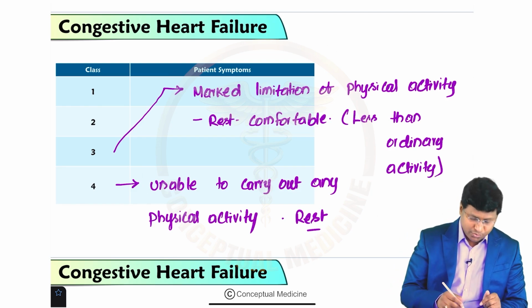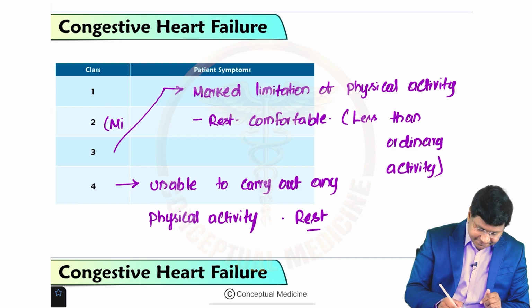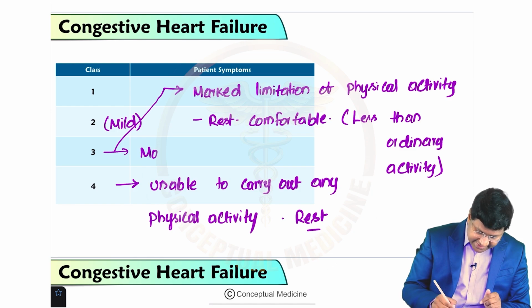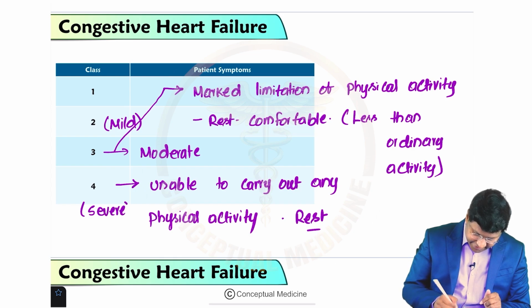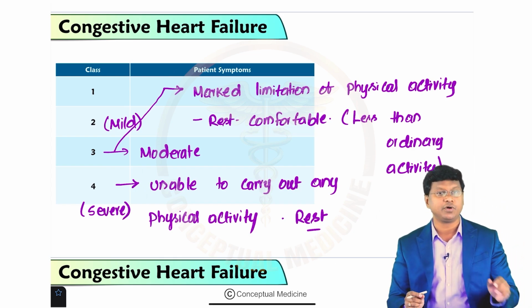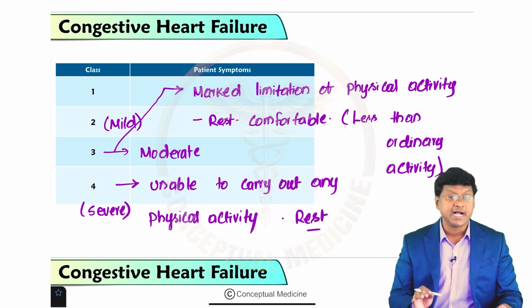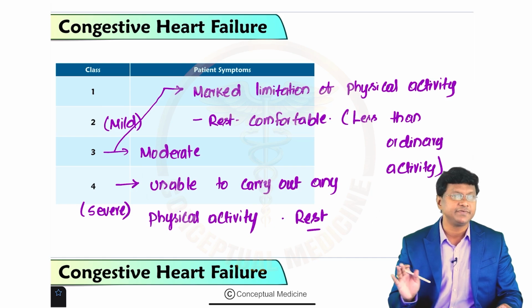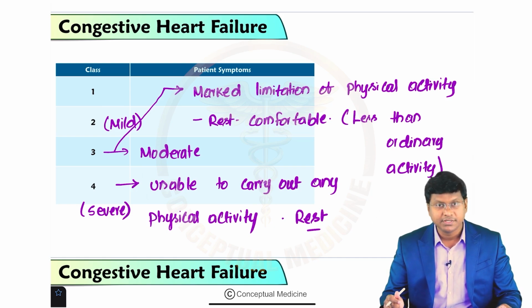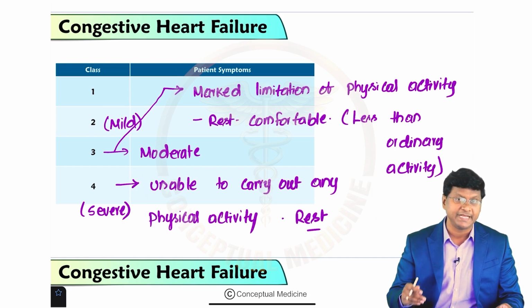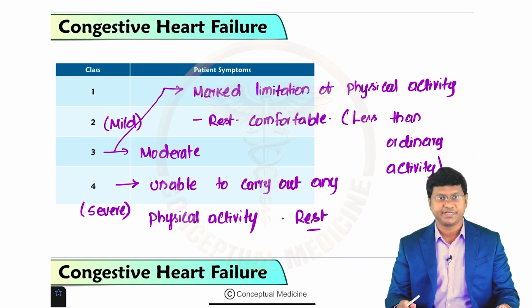So class 2 we call as mild. Class 3 we call as moderate. And class 4, right, this we call the severe form of congestive heart failure, where the individual is unable to carry out any physical activity without discomfort. So that is about the classification of the dyspnea, fatigue, palpitations according to the NYHA classification.